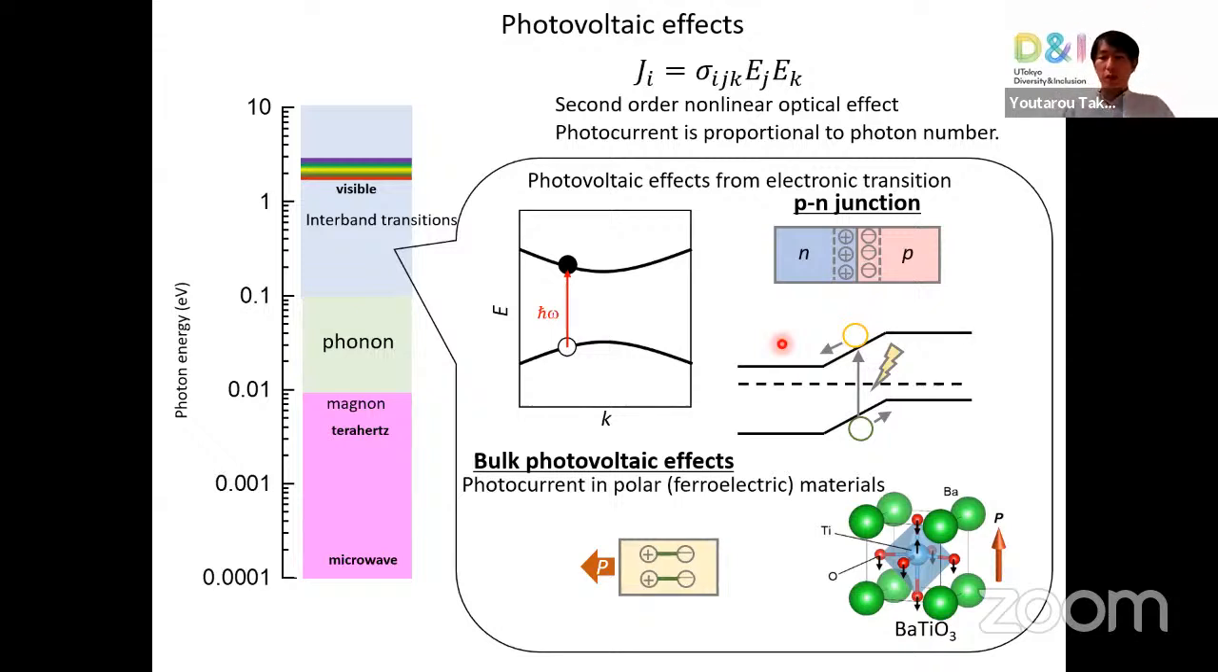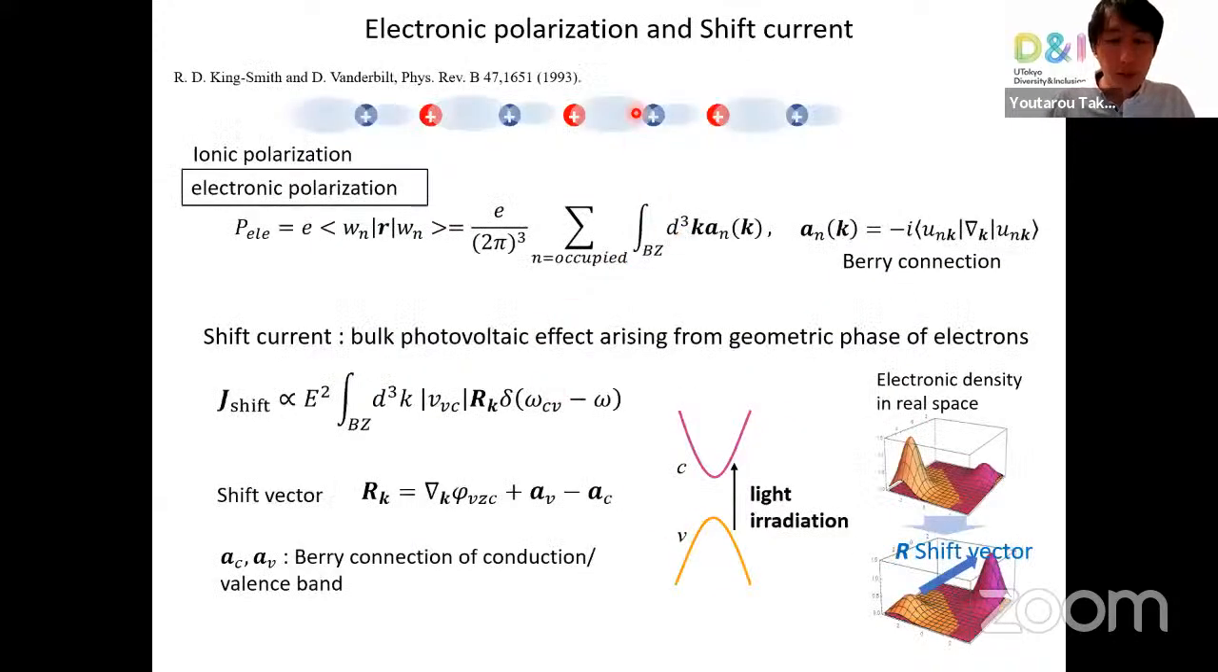But we have a different photovoltaic effect, that is the bulk photovoltaic effect, which occurs in polar or ferroelectric materials. Recently, this bulk photovoltaic effect has received much attention in connection with Berry phase theory. The shift current is one of the mechanisms of the bulk photovoltaic effect, and this mechanism is associated with the electronic polarization.